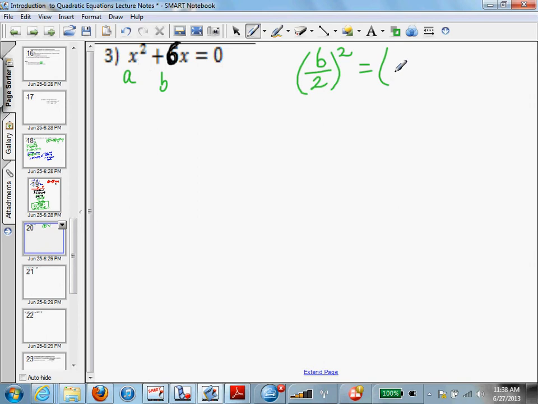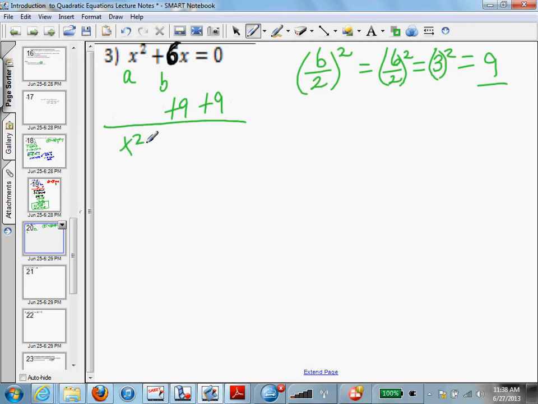So in this case, b is equal to 6. Let's put a 6 divided by 2 squared. 6 divided by 2 is 3, and then 3 squared is 9. So 9 is what we want to add to both sides of the equation. It leaves us with x squared plus 6x plus 9 equals 0.